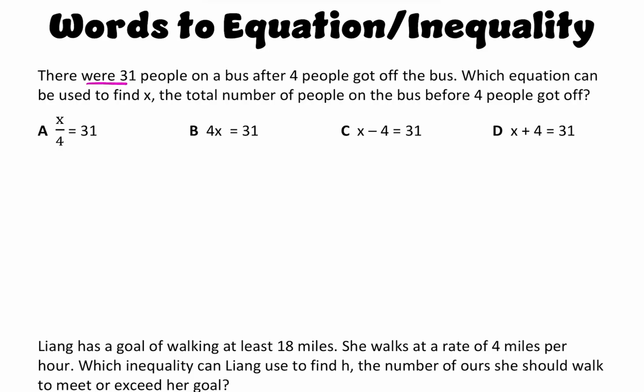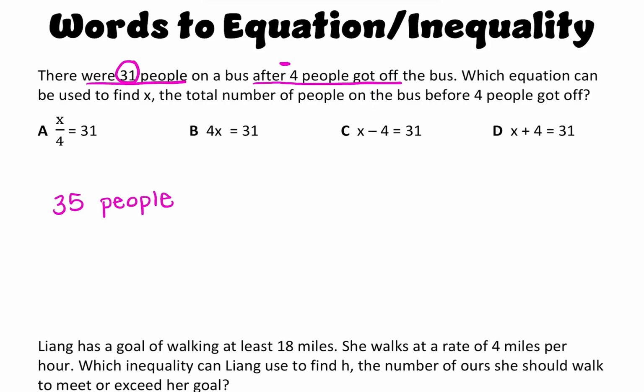So there were 31 after 4 people got off. So there's now 31. So that means we're taking away people. So if I think about that, how many people did there used to be? Okay, if there were 31 after people got off, how many did there used to be? There used to be 35. So 35 was my original number, okay? There used to be 35. If 4 people got off, so that would mean I'm subtracting. 4 people are getting off. They're just walking off. So that means then there would be 31.